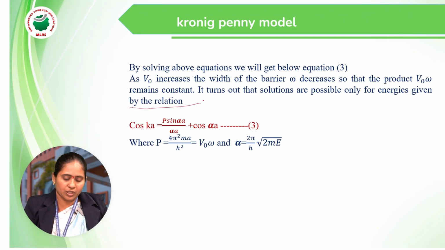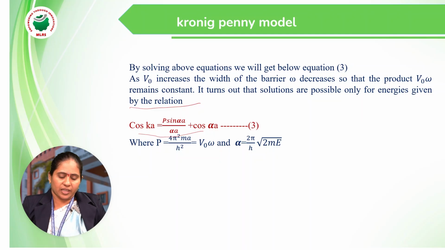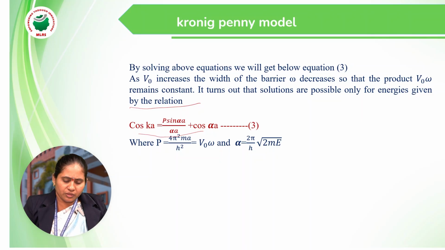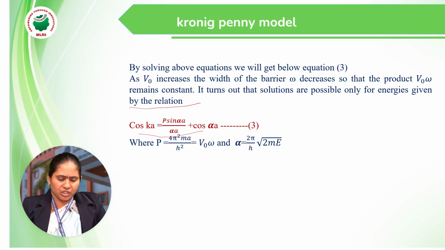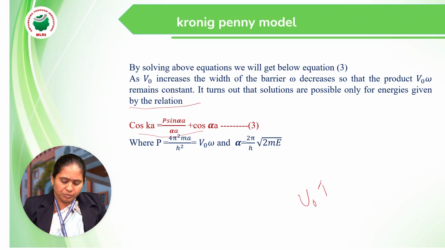By doing the solution, we will get the direct equation, that is cos ka is equal to P sin alpha a by alpha a plus cos alpha a. This is equation number 3, where k is the wave vector or propagation vector. What is V naught? V naught is the energy or strength of the potential, and omega is the width of the potential. If V naught increases, omega, the width of the potential barrier, decreases.